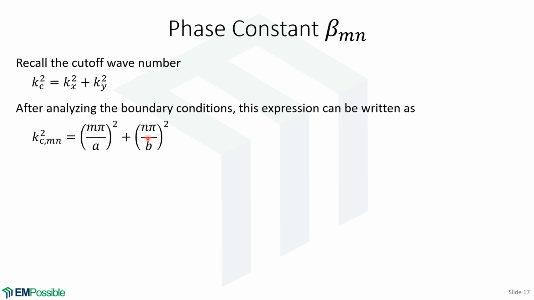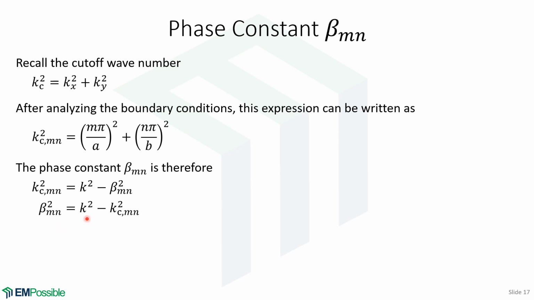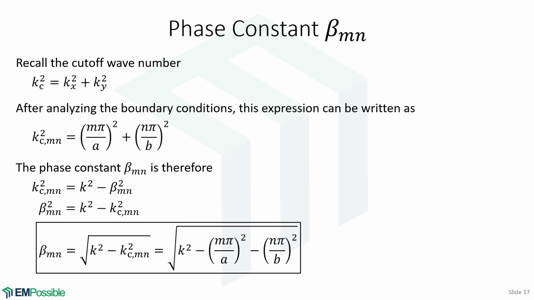So now we have an expression for our cutoff wave number just in terms of m, n, a, and b. Originally, our definition of this cutoff wave number was k squared minus beta squared. We can solve this for beta squared, which is now k squared minus kc squared. We have an expression for kc squared that we can plug in and solve for our phase constant just in terms of k, m, n, a, and b. So clearly, since m and n are in this equation, the phase constant will be different for each of our modes.